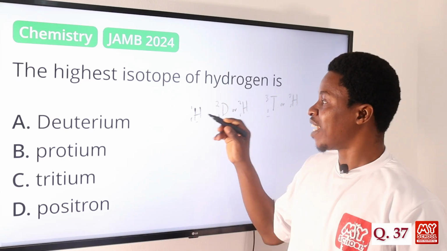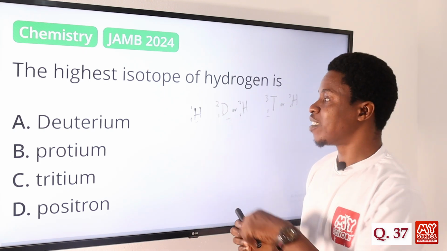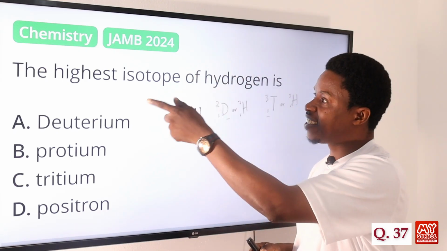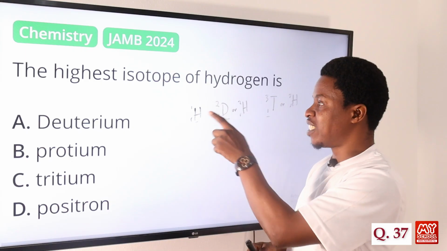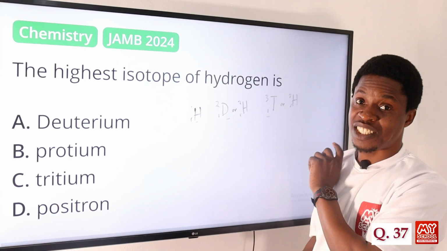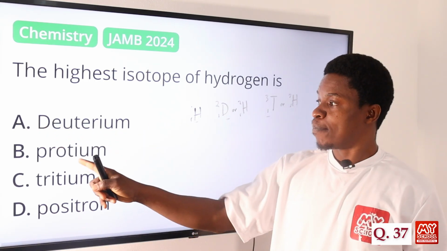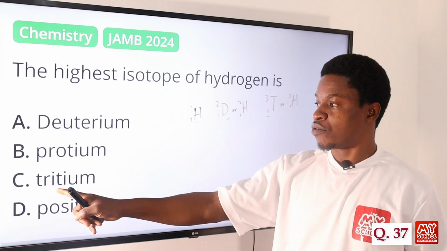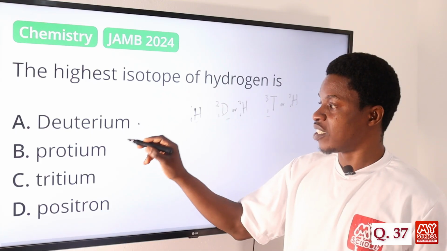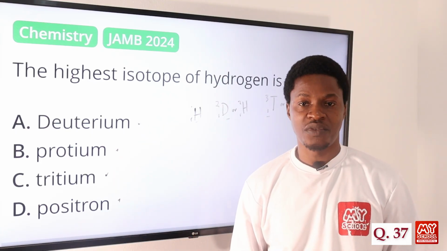But protium actually is the most common because it has 1 proton here. Most common among them, but we are talking about the highest isotope among the 3. This is 1, this is 2, this is 3. So you bear us witness that 3 is the highest, which is tritium. Option A says deuterium, that is not correct. Protium is the first, tritium is the third, and positron is not it. So these are eliminated. The correct answer is option C, tritium.